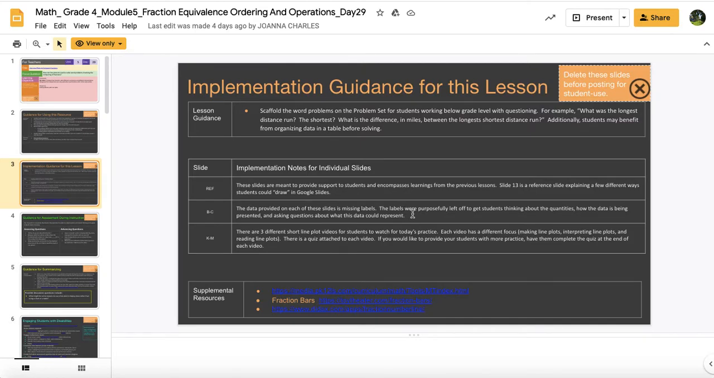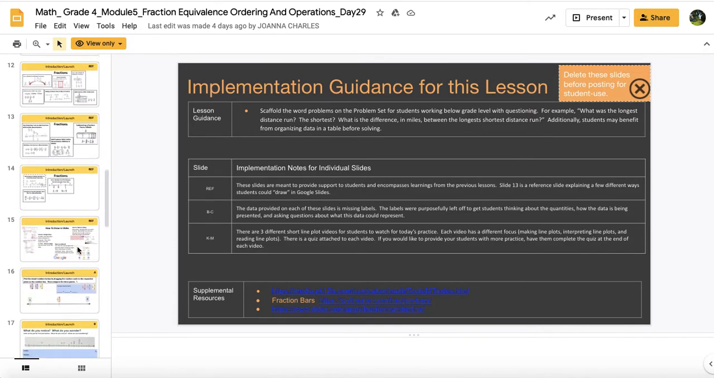So it says here that the data provided on each of these slides is missing labels. The labels were purposefully left off to get students thinking about the quantities, how the data is being presented, and asking questions about what this data could represent. So now let's go ahead to slide B, which we can find on slide 17.